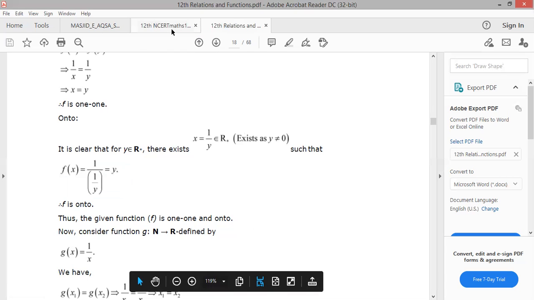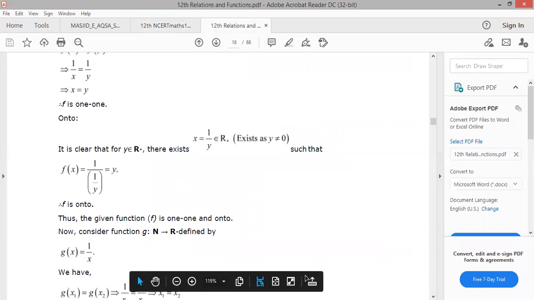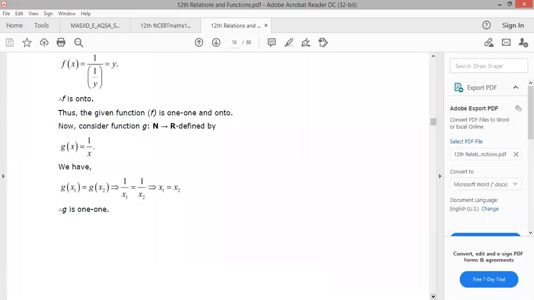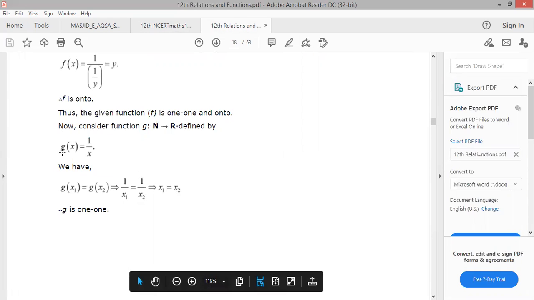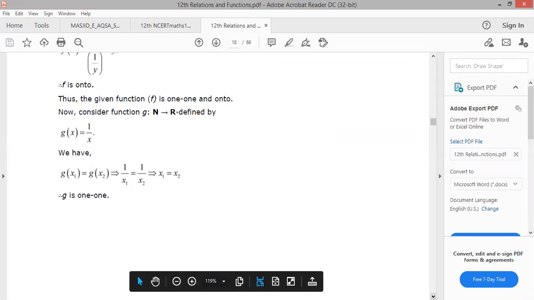The question also says that if we replace the domain by N, the set of natural numbers, what happens to this function? Will it be once again one-one and onto? Let's check. Once again, we will go to the definition of the function. Say g of x is equal to 1 by x. We will take two images, g of x1 and g of x2. They are defined accordingly as 1 by x1 and 1 by x2. Since these are non-zero, they will give x1 and x2. Yes, it's one-one.